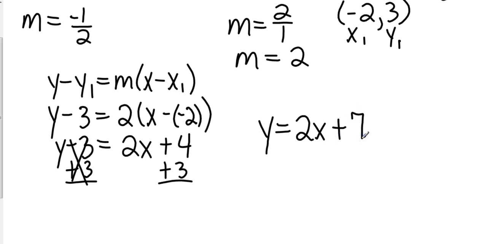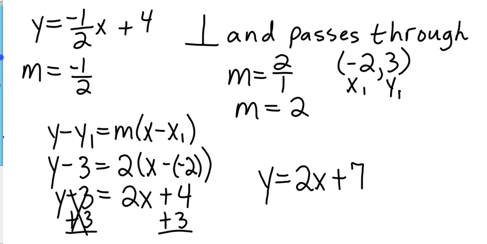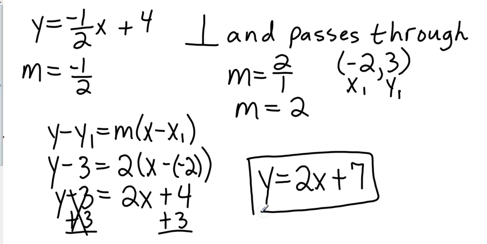This line is perpendicular. Let's run this back up. This line is perpendicular to the first line, and it runs through the point negative 2, 3. So that's parallel lines, perpendicular lines, in about 10 minutes. We'll see you guys tomorrow.